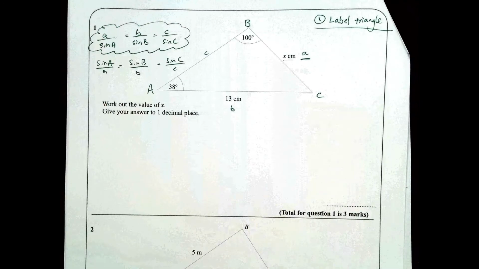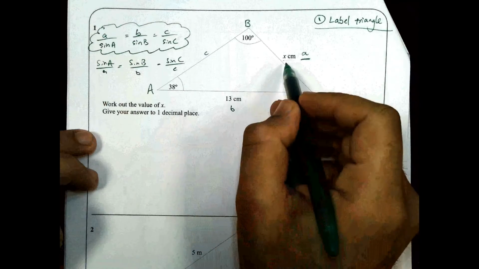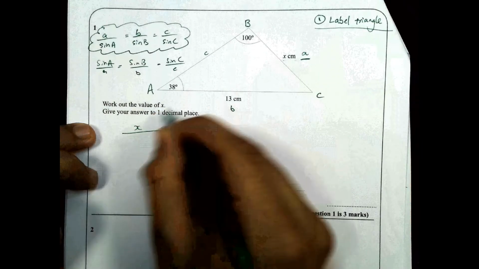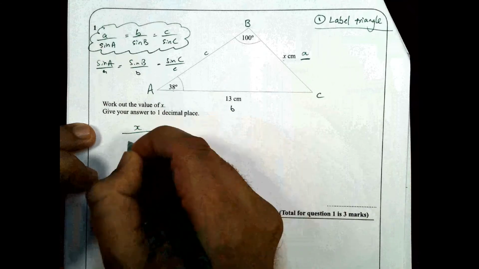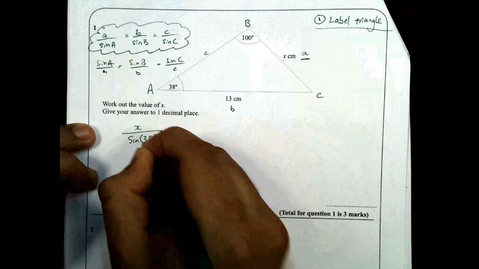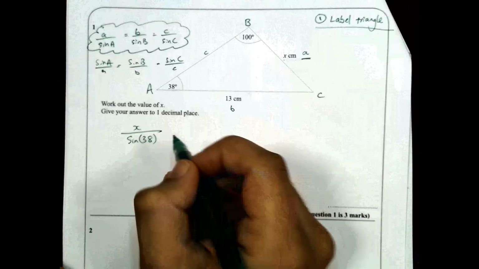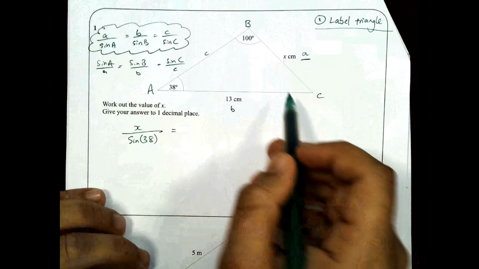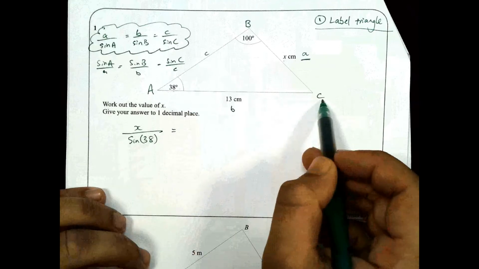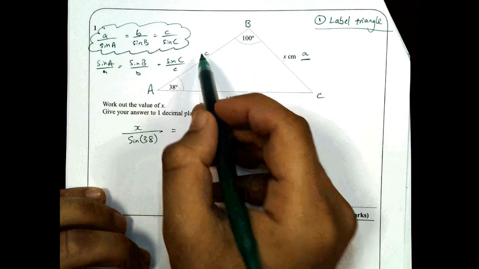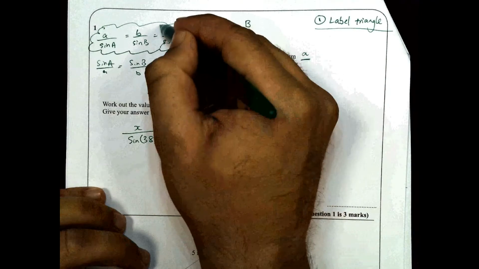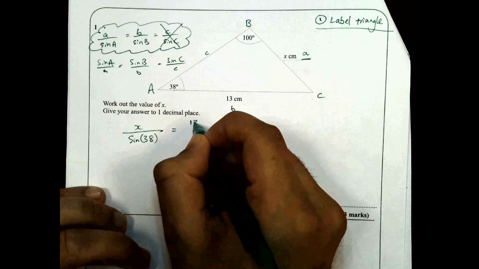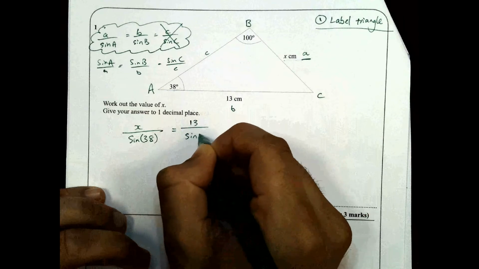Let's substitute some stuff in and see what it looks like. So A in my question is x. So I'm going to write x over sine of the opposite angle A, sine 38, and I'll put a bracket around that because your calculator will need it, equals. Now in this case you're going to use the one that you know. Obviously there's no point me using C because I don't know anything about C. I don't know what angle C is and I don't know what side C is. So I'm just going to ignore that. See you later, I don't care about you. I do, however, know about B. So I'm going to write equals 13 over sine 100.